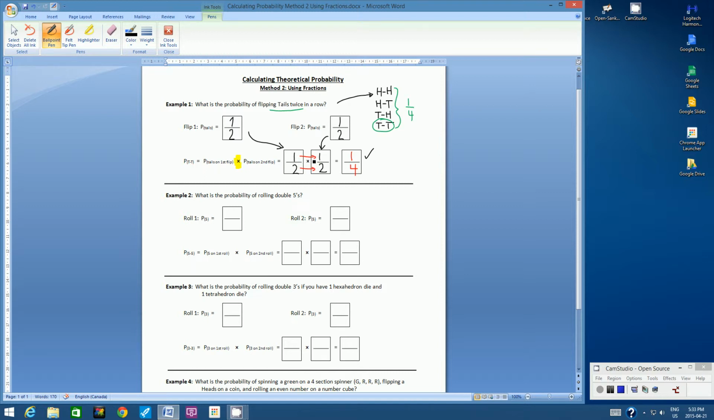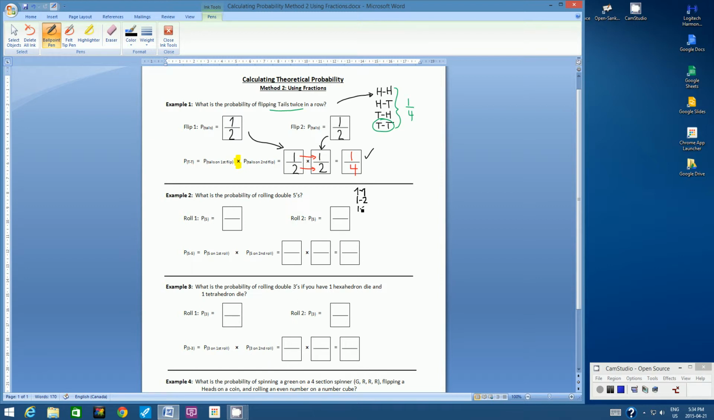So you might be thinking, this method 2 is actually a longer method than method 1 of writing out all of the outcomes. That brings us to example 2. What is the probability of rolling double 5s? Either you do it with 1 number cube or 2 number cubes, it doesn't matter. If you were to list all of the outcomes in a systematic way, we would start with the first roll, and we could get a 1 and a 1, and then a 1 and a 2.